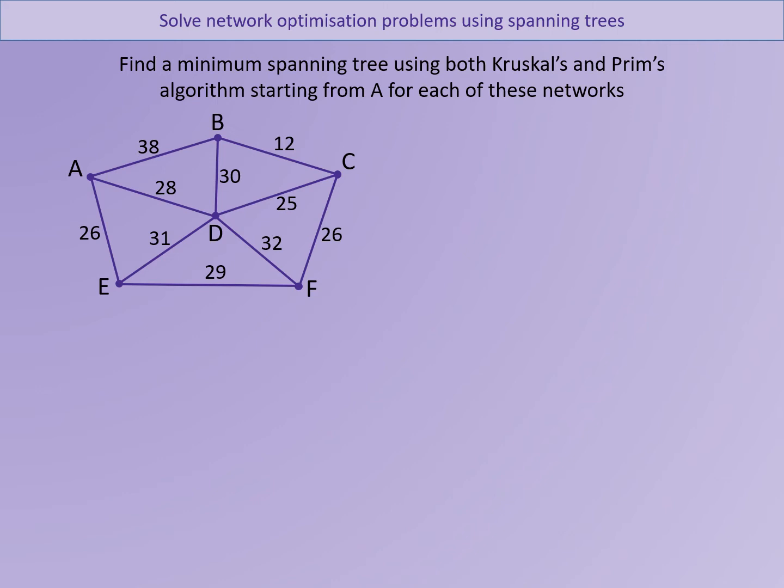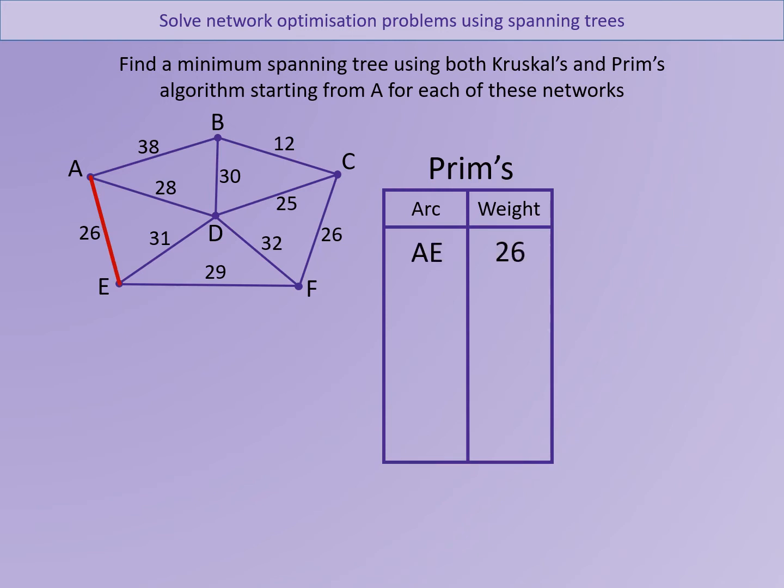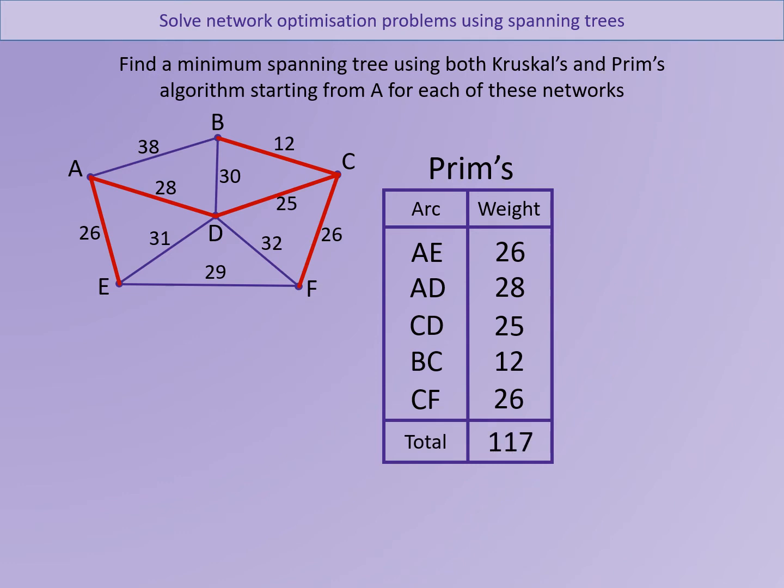So the first graph, starting with Prim's algorithm from vertex A, the first arc to be added is arc AE with a weight of 26. We're then going to keep adding arcs to the connected graph that we have started to form. So the next arc to be added is AD 28, then CD 25, then BC 12, and finally CF 26. So that gives us a total weight of the minimum connector of 117.